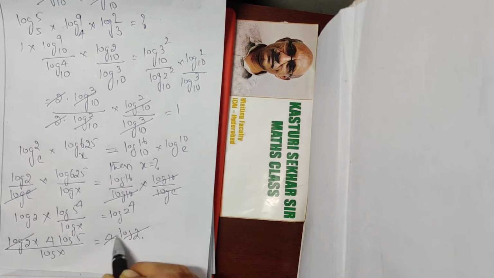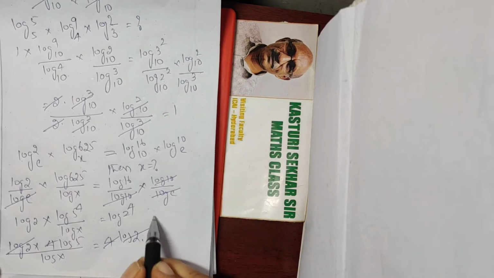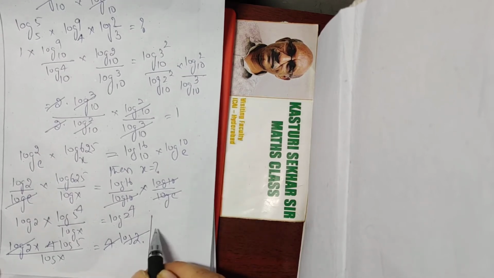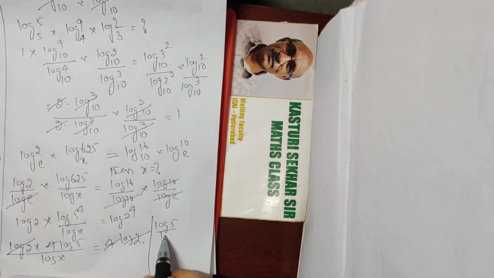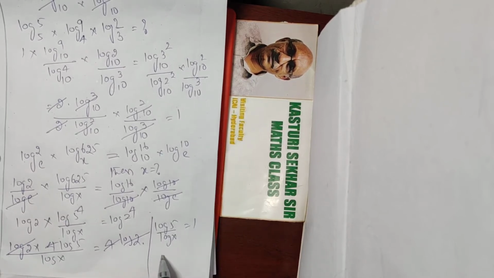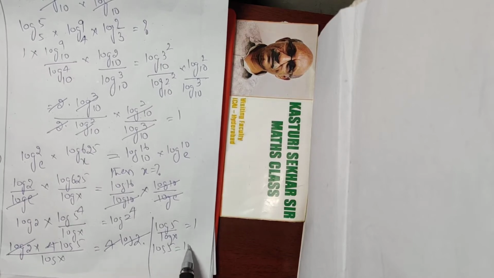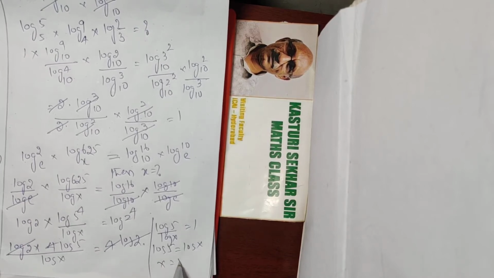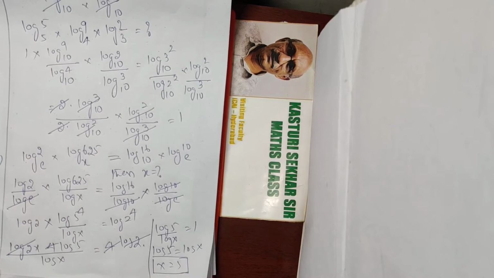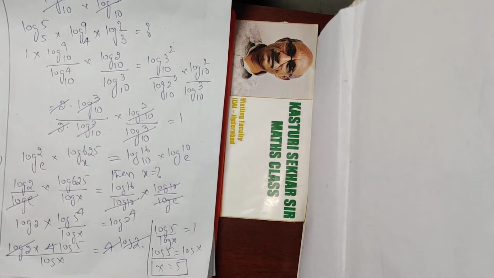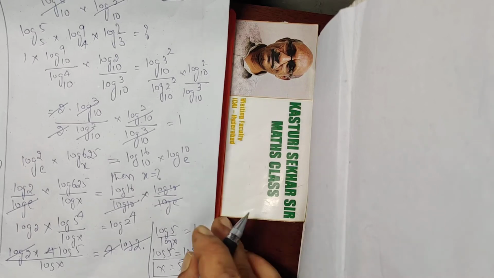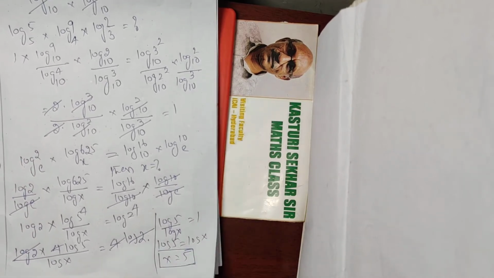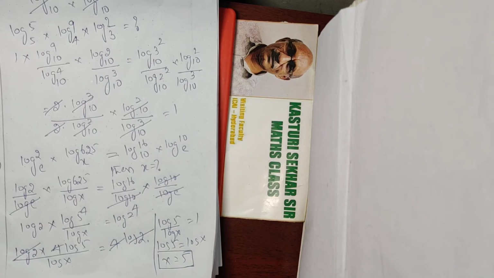Log 2 cancels, 4 cancels. Log 5 by log x is equal to 1. So log 5 is equal to log x, and x is equal to 5. This is the answer to the given question. Okay.